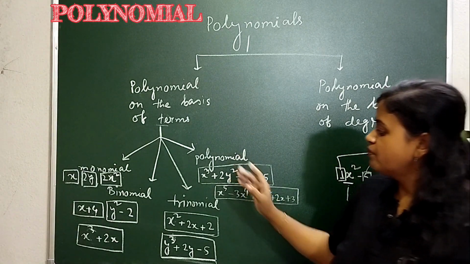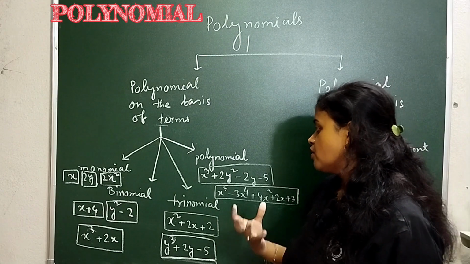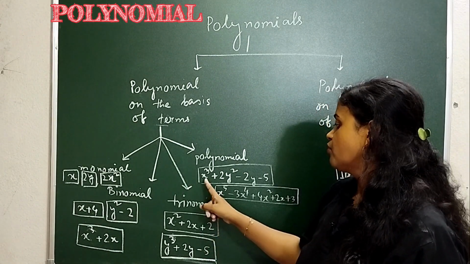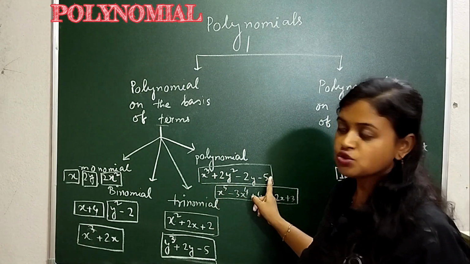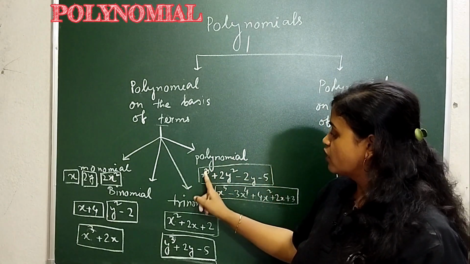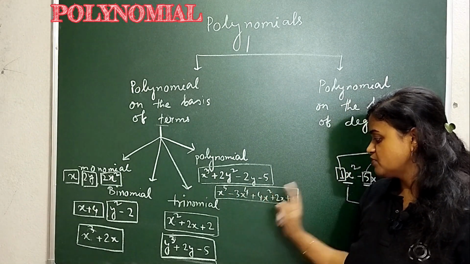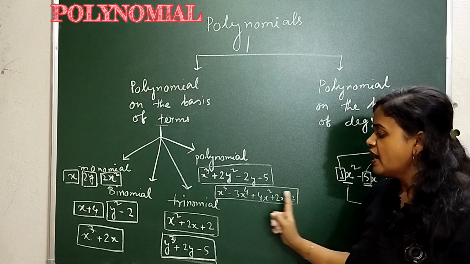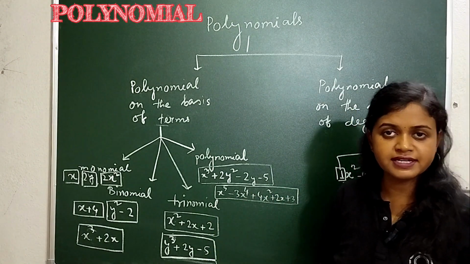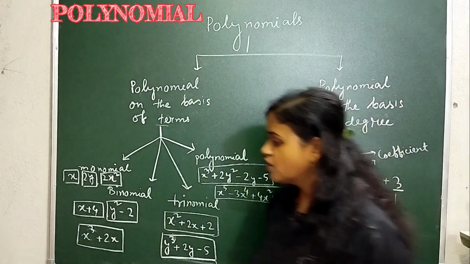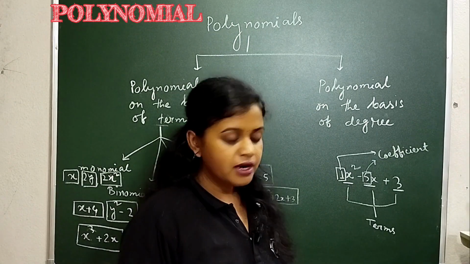And what is a polynomial? When the algebraic expression contains more than 3 terms, this is called a polynomial. Here 1 term, 2 terms, 3 terms, 4 terms. There are 4 terms, so that's why this is a polynomial. And x to the power 5 minus 3x to the power 4 plus 4x square plus 2x plus 3 is called a polynomial because it contains more than 3 terms. Next we will discuss polynomials on the basis of degree.